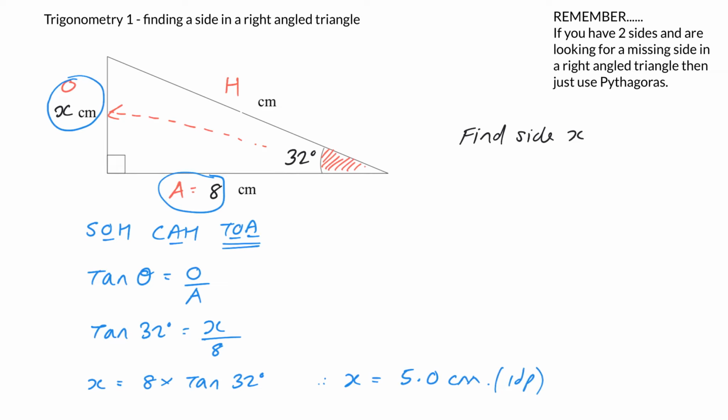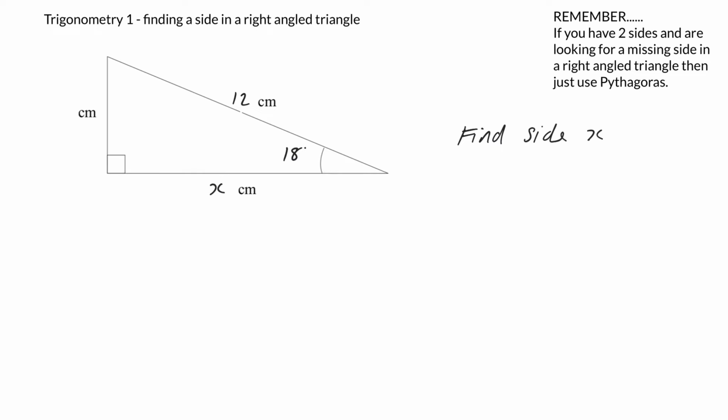Let's look at another problem. So in this question we've been given the angle, we've been given this side here which is the hypotenuse, and we've been given this side here which is the adjacent. So let's label this up. We know the hypotenuse is opposite the right angle. If I look across, that side is the opposite, which means that this side is the adjacent.